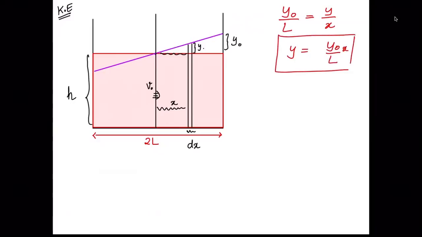Obviously, for this particular layer, x is constant, right? For this particular layer, x is constant. For a particular x, we are considering a layer which is at a height of y from that particular edge, when the edge layer is at a height of y naught, right? The edge layer in the sense the layer which is in touch with the wall.